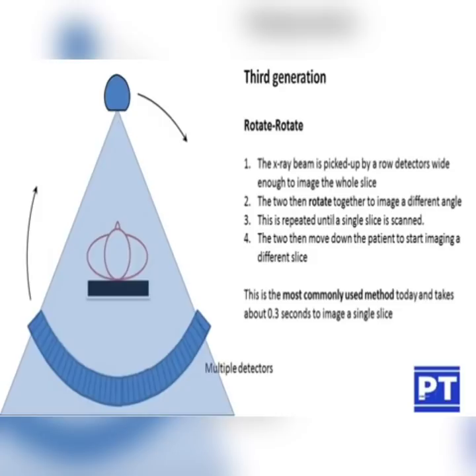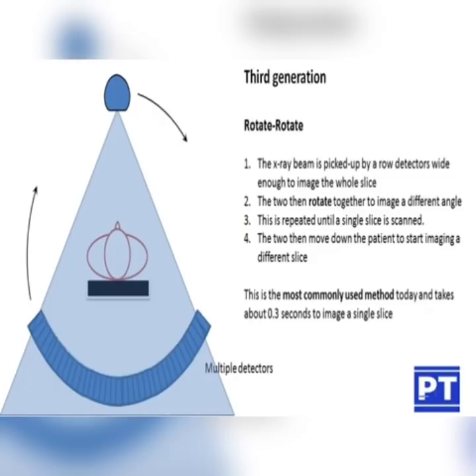So this is an image of a rotate scanner. You can see a patient lying on the couch. This is the X-ray tube, and below you can see the detectors. The detectors are in the form of an arc, and the X-ray tube is covering a single slice, from this edge of the detector to this edge. You can see it clearly in this image. The X-ray beam is picked up by a row of detectors wide enough to image the whole slice.